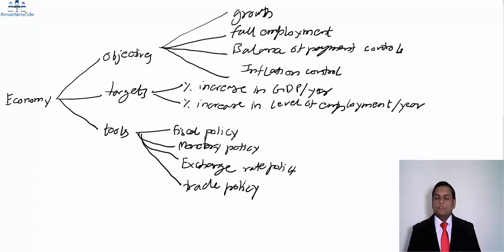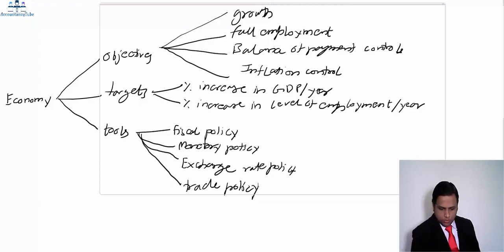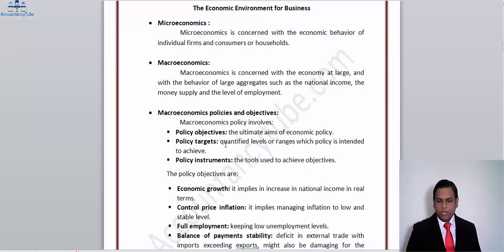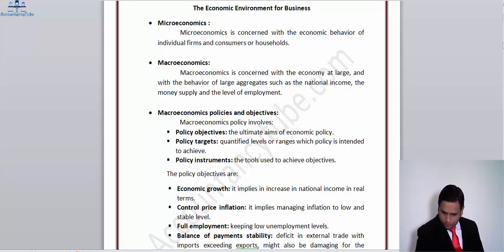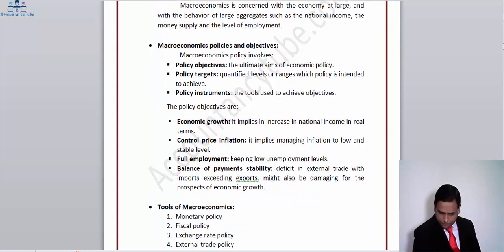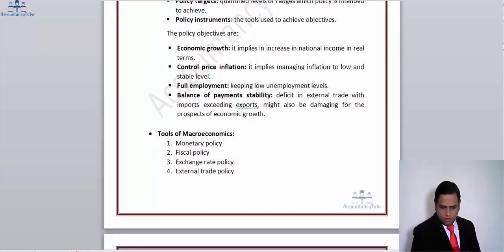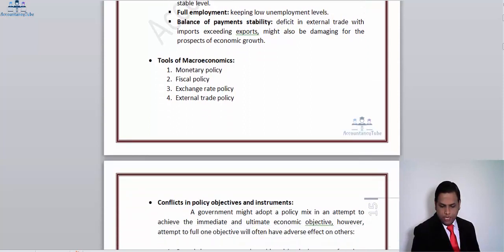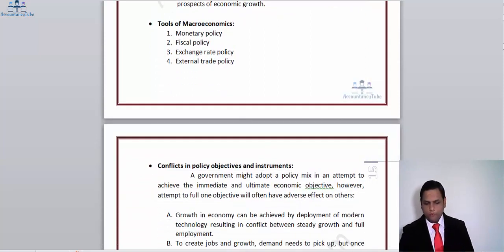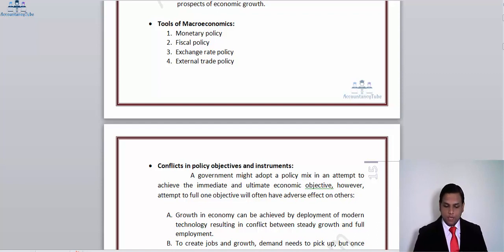Now these are the things through which a government influences an economy. If we come back to our notes, you will see that we have covered these areas so far in the chart format. Moving on. Now the next thing we have is the concept of policy objectives and instruments.